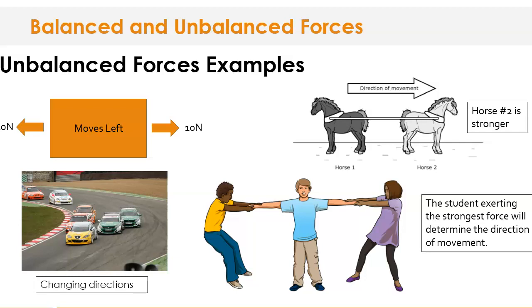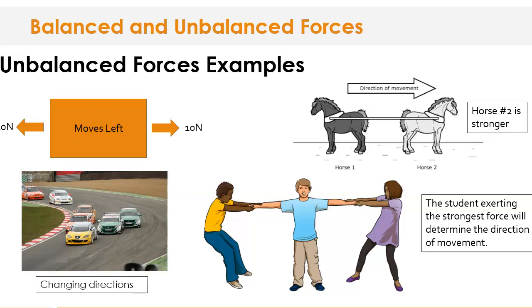Down at the bottom, you have some race cars that are going around a curve. Because they are changing direction, they're not continuing in a straight line. That means that the forces working on those cars are unbalanced. Even if they continue at a constant speed, because they are changing direction, we know that not all of the forces are balanced.